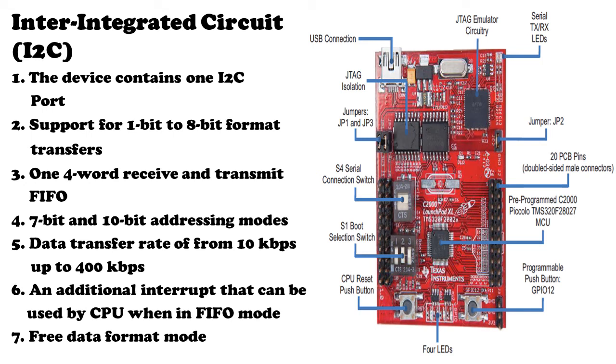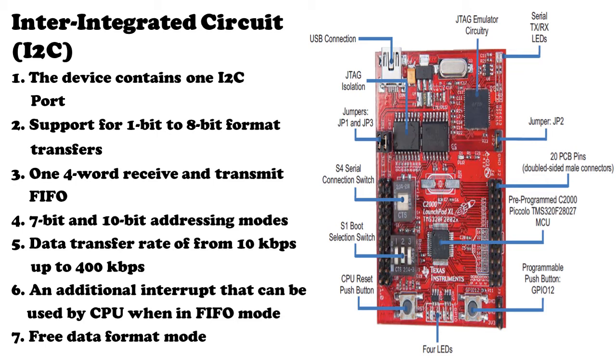Microcontroller has one I2C serial port. It is compliant with the Philips Semiconductor's I2C bus specification. It supports 1-bit to 8-bit format transfers. It has 7-bit and 10-bit addressing modes. It supports master transmitter and slave receiver as well as slave transmitter and master receiver. The I2C data transfer rate is from 10 kbps up to 400 kbps.